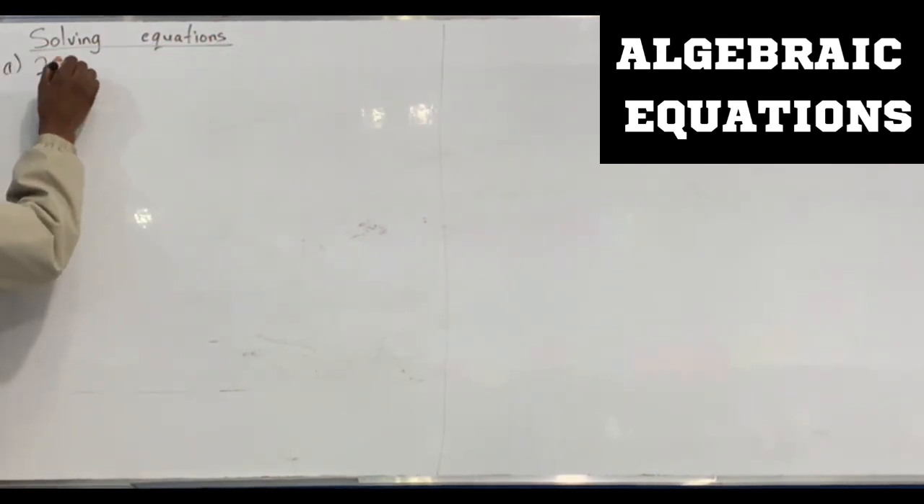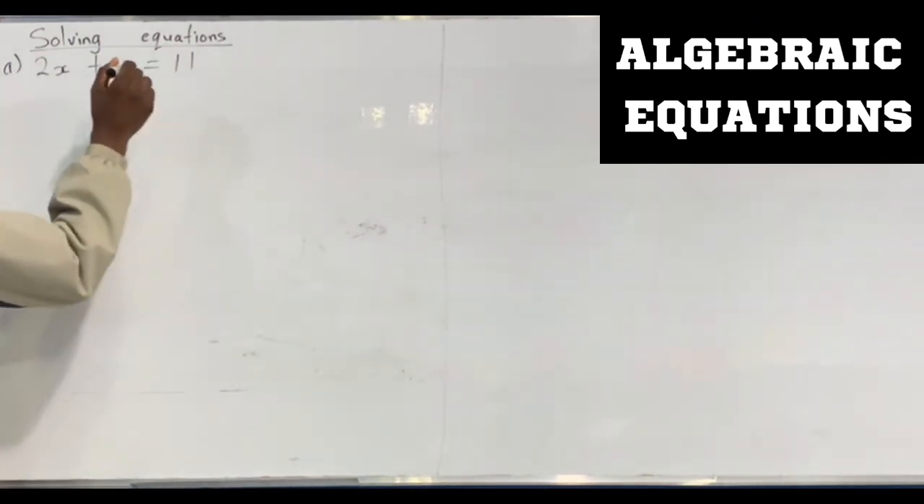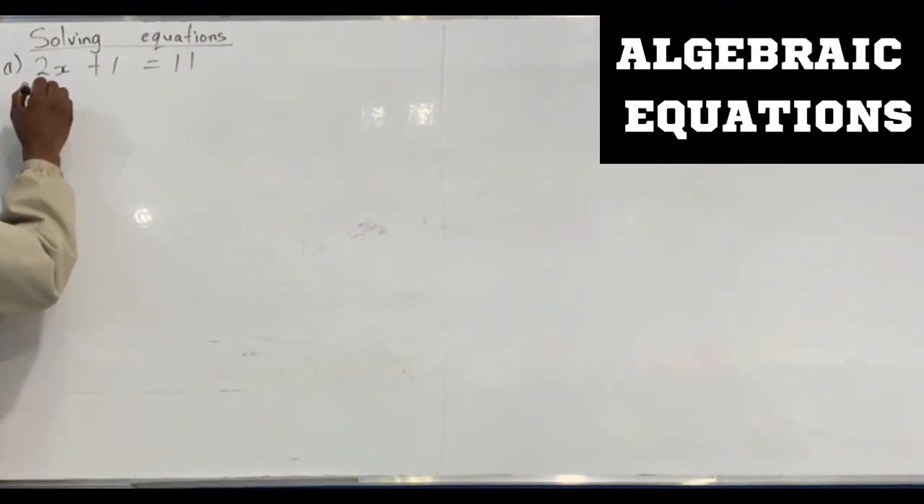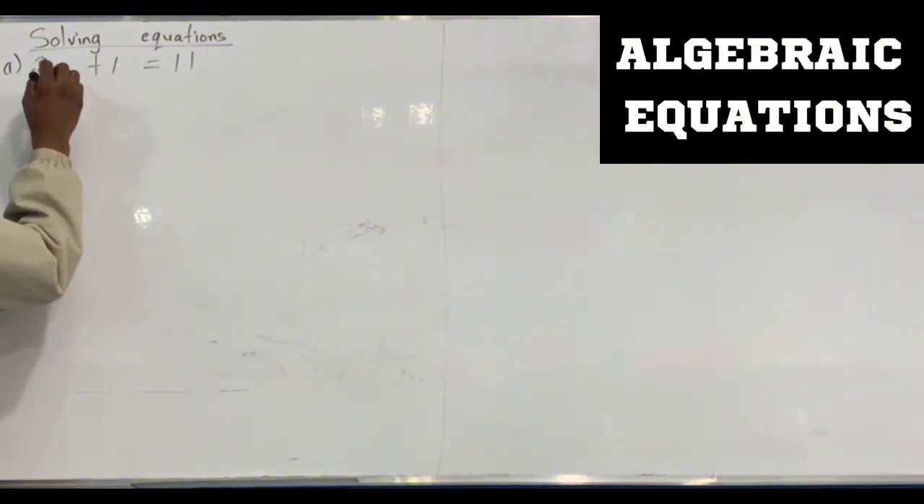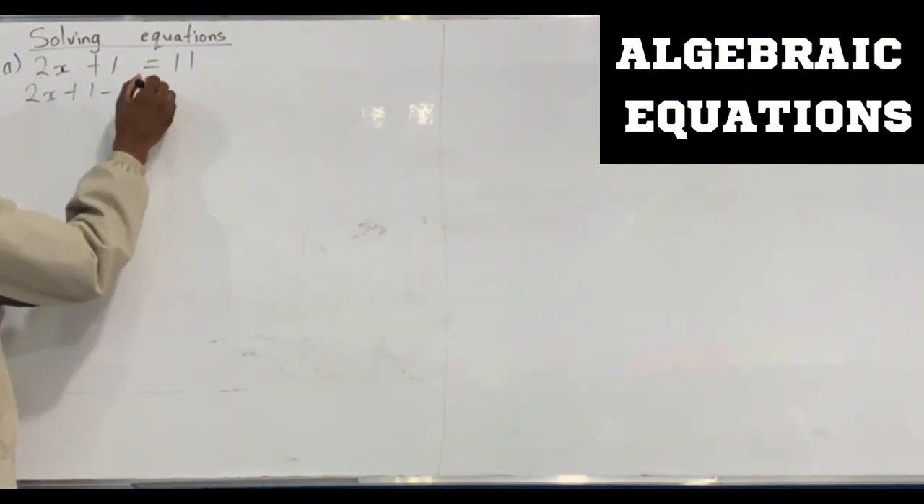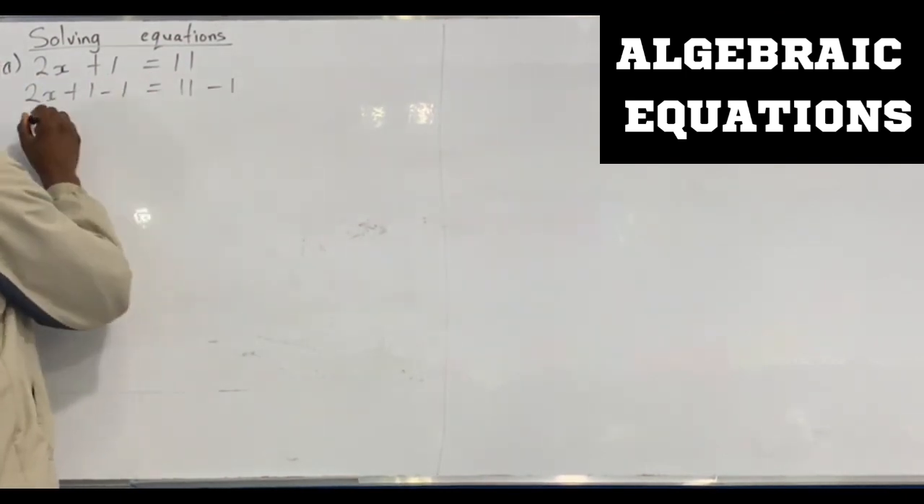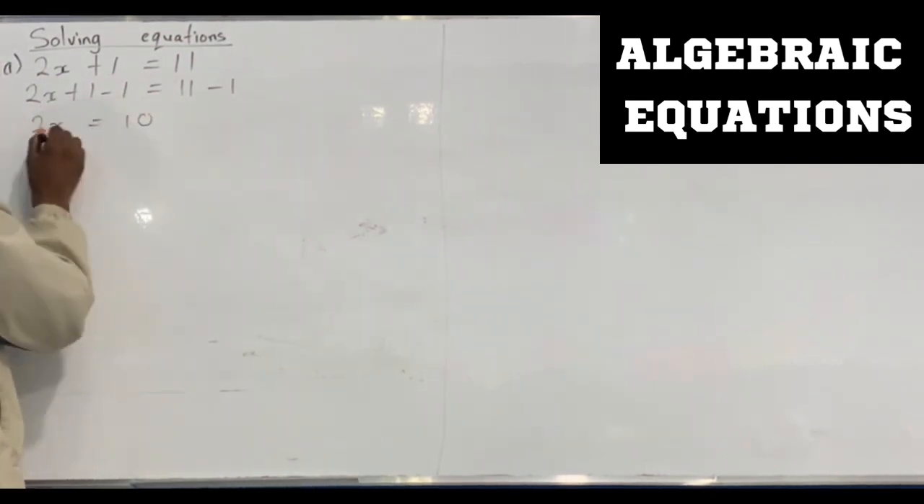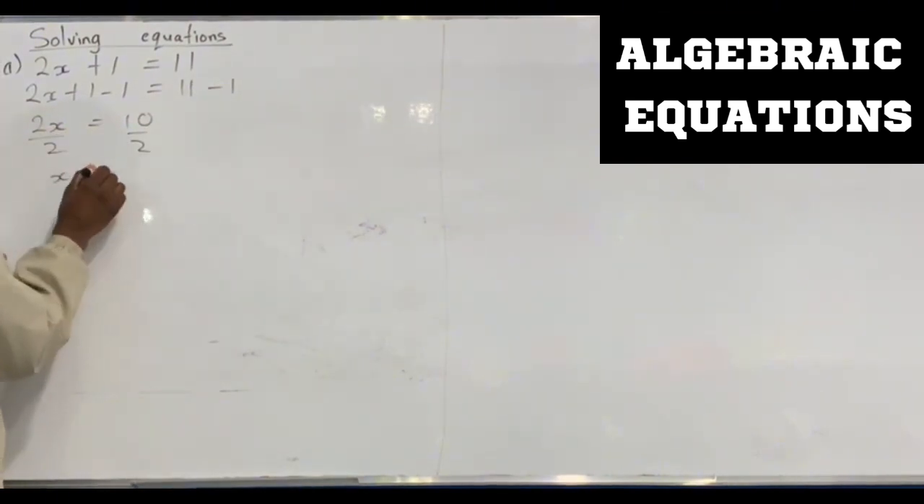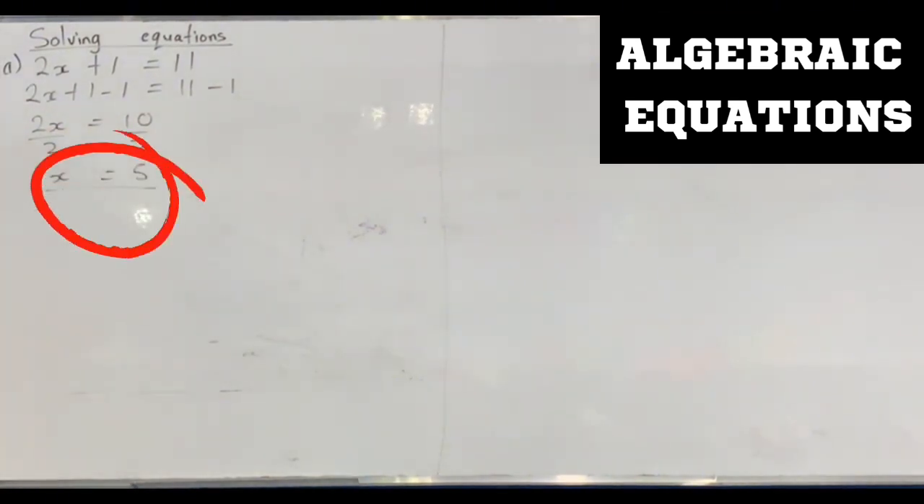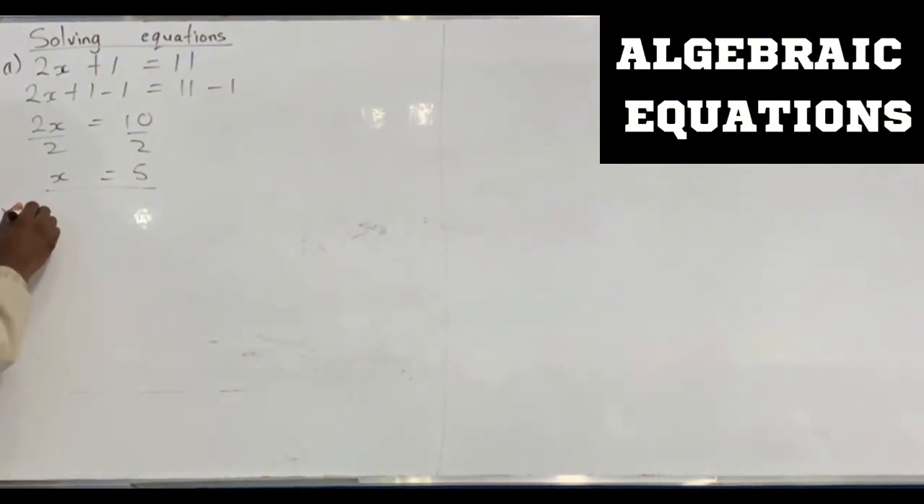In the first question, we're looking at 2x plus 1 is equal to 11. We want to try and solve this simple problem. The first step is to put all like terms on one side. 2x plus 1 minus 1 is equal to 11 minus 1. We subtract 1 from both sides, leaving us with 2x equals 10. We divide both sides by 2. We get x is equal to 5. That's a very simple problem. A thing to note here is that whatever we do on the left side, we also do on the right hand side. So we move on to the second one.